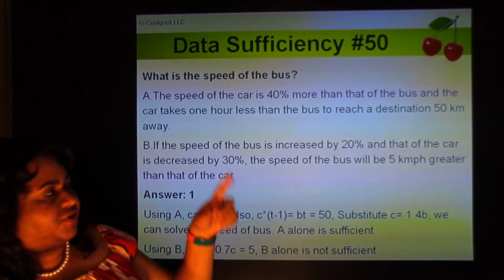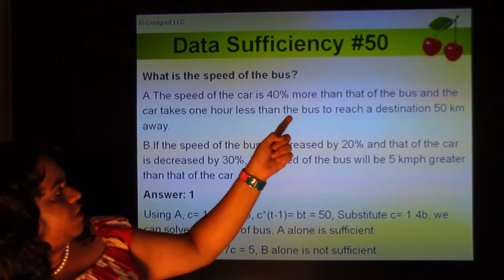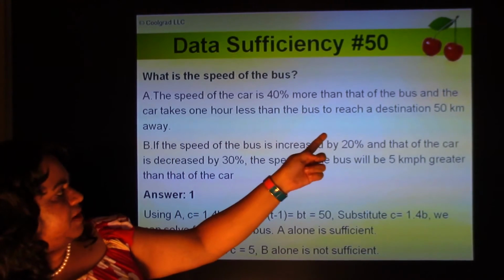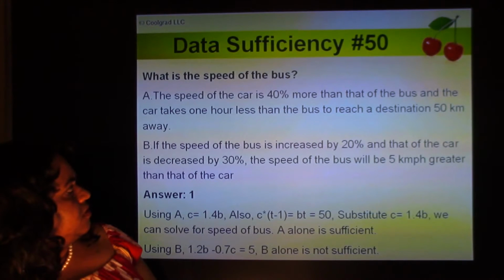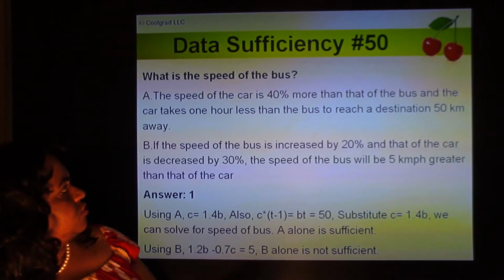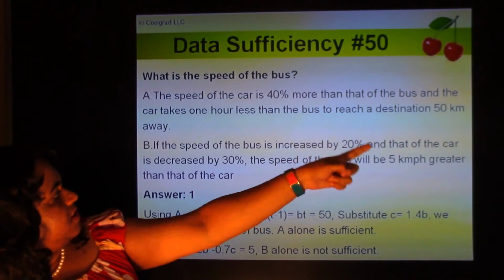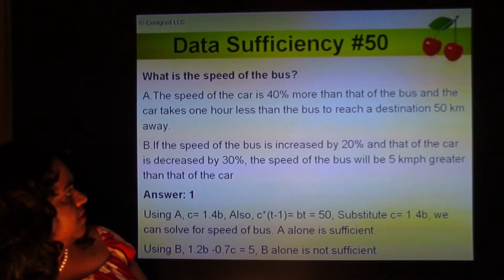So question number 50. What is the speed of the bus? Statement A. The speed of the car is 40% more than that of the bus, and the car takes 1 hour less than the bus to reach the destination 50 kilometers away. So the speed of the car is 1.4 times the speed of the bus, and the car takes 1 hour less than the bus to reach a destination 50 kilometers away.